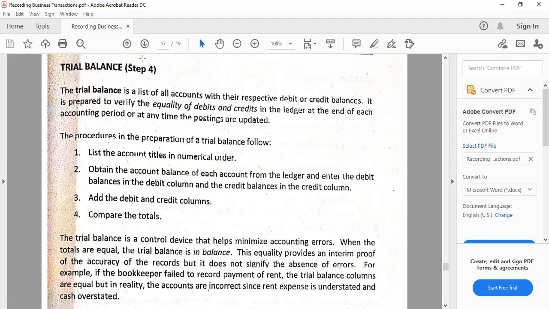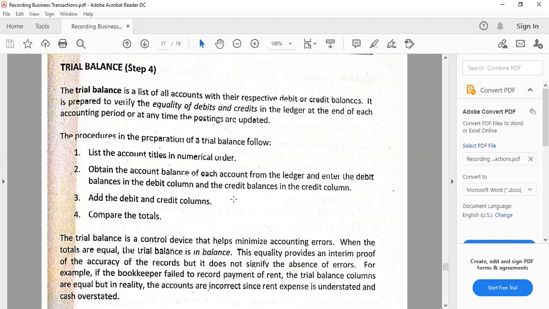So this can be step three or step four. Anyway, here are the steps or procedures in the preparation of a trial balance. We have to follow the following. List the account titles in numerical order. This is true if, let's say, we look at the chart of accounts in which there are numbers or codes of three digits, for example, for this particular sample, like 110 for cash, 310 for the capital account of the proprietor.